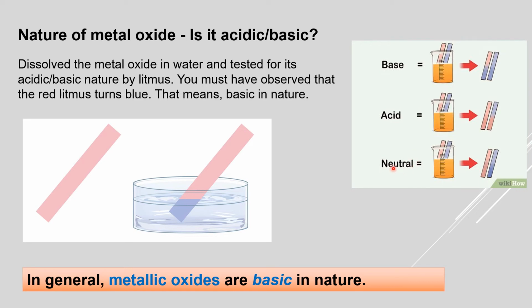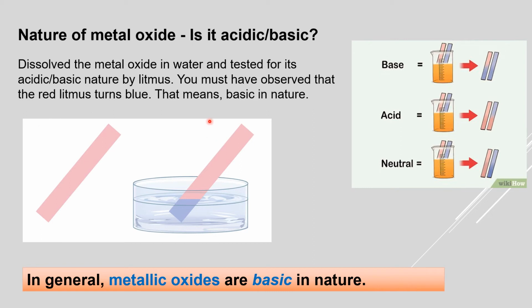Got it, children? So in the acid medium, which paper changes? Blue paper. Blue litmus paper turns to red. And in the base medium, which paper changes? Red paper. Red litmus paper turns the color to blue. So first you keep all these things in your mind and come here.